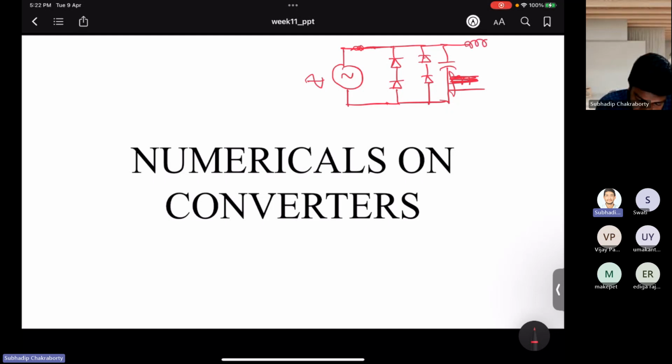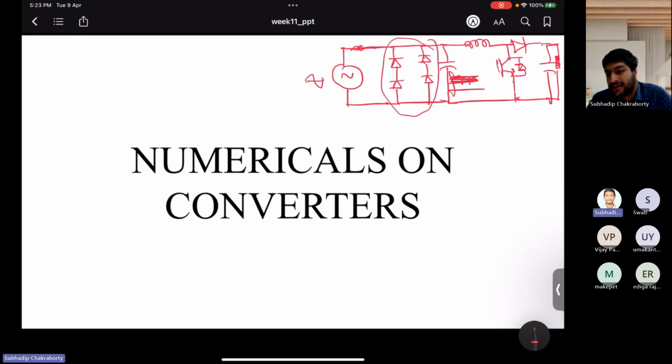Now you can use your boost converter, or buck boost, whichever you are connecting, with some switches, as you have learned, and you can feed it to the loads. Loads may be here, okay? So this may be the load. And you can control the voltage across the load. But this is an uncontrolled device.